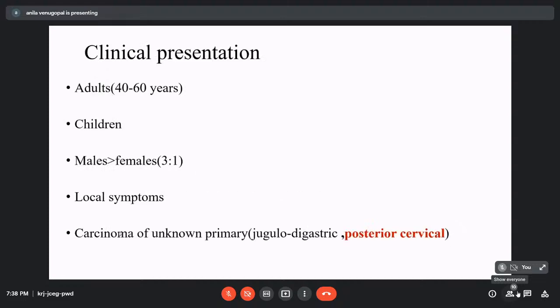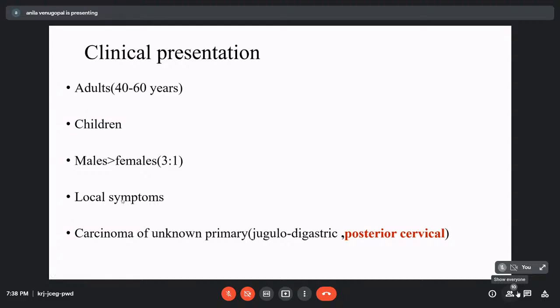So the clinical presentation, if we go through it, you have a bimodal pattern. That is, you can get it in children, that is, in the adolescent age group, as well as in adults. In adults, it is between the age group of 40 to 60 years that we come across nasopharyngeal carcinoma. And literature says that there is definitely a male predominance, with a ratio of 3:1. And most of them present with non-specific symptoms related to the mass in the nasopharynx.